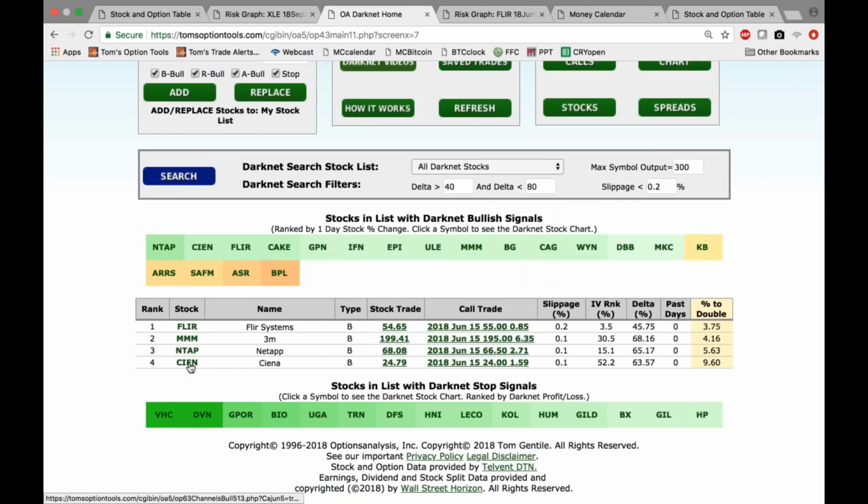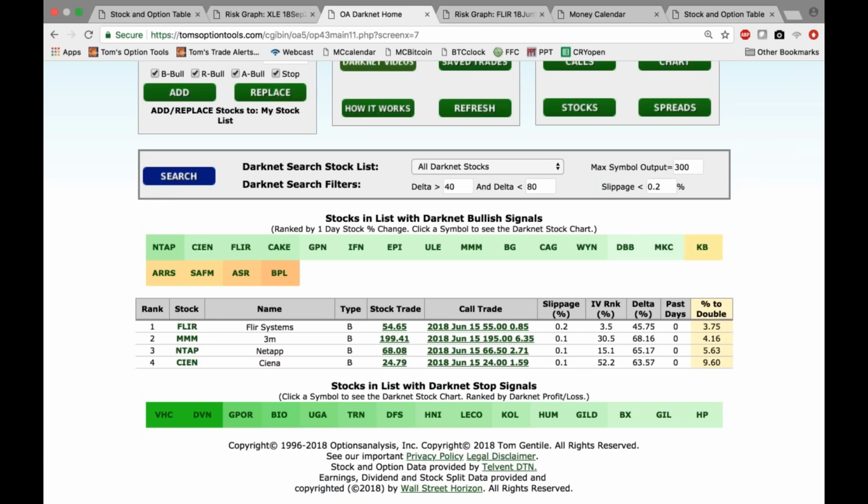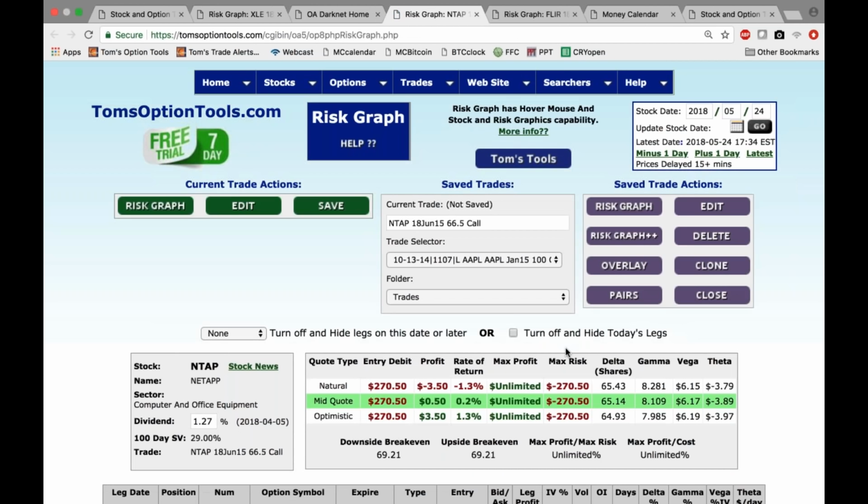Let's look at Sienna one real quick. And Sienna even looks good, right? Take a look at the past signals. Buy, sell higher, buy right here, sell a little bit higher, buy today. All right, but I want to look at NetApp. Just look at it for some further information. The June 15th, 66.5 calls, trading for $2.71. All right, so let's take a look at that one.